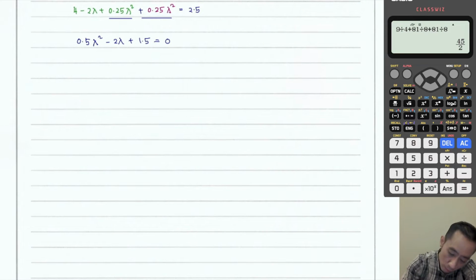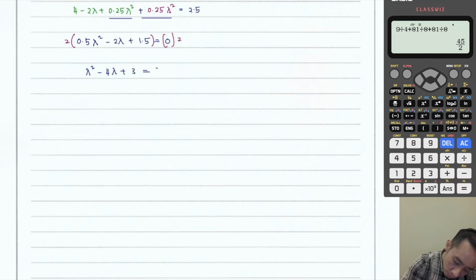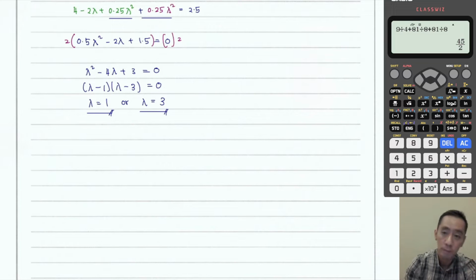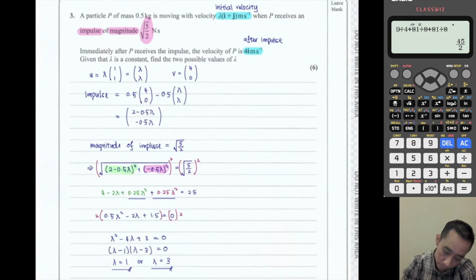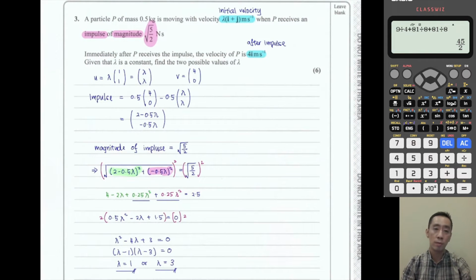For this one, you can use the quadratic formula to find lambda directly, or I just multiply everything by 2. So here I have lambda squared minus 4 lambda plus 3 equals 0. So (lambda minus 1)(lambda minus 3) equals 0, factorize. So lambda equals 1, or lambda equals 3, sorry. So here I have two answers for lambda. So this is question 3.